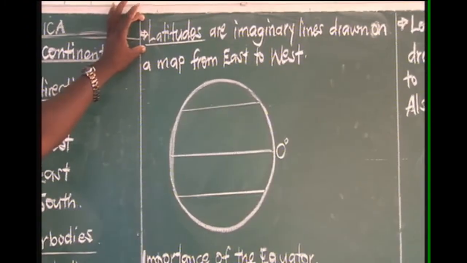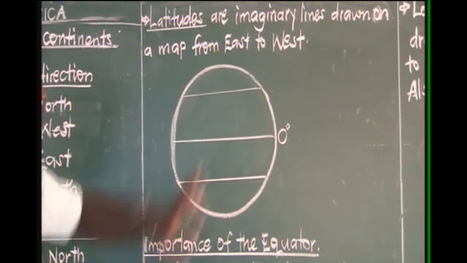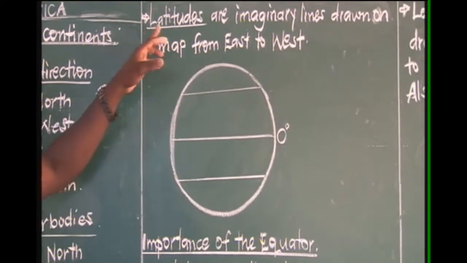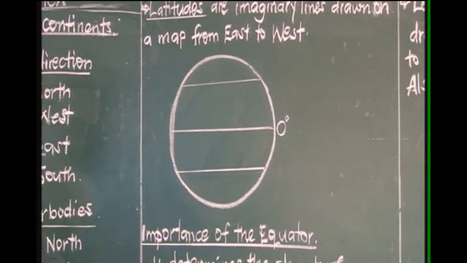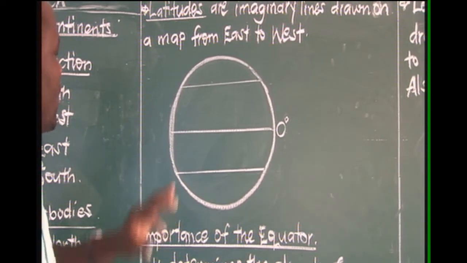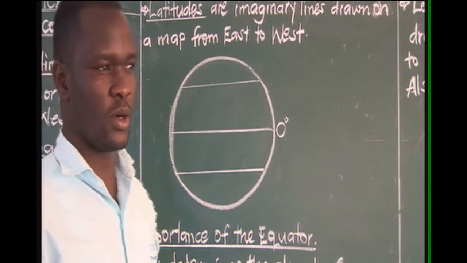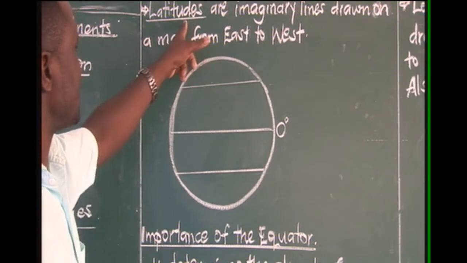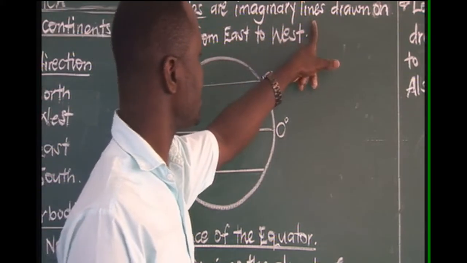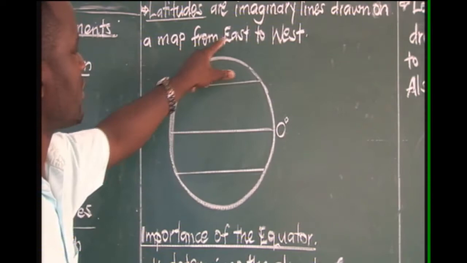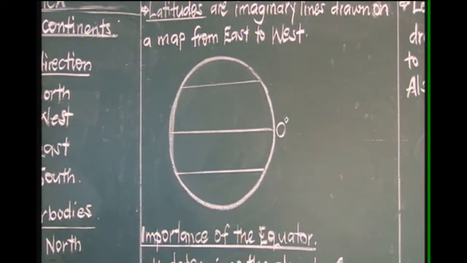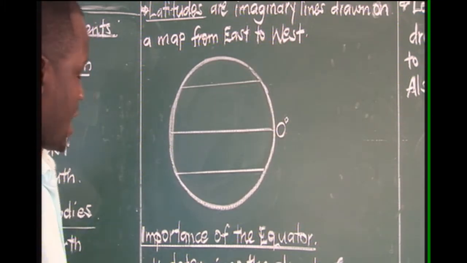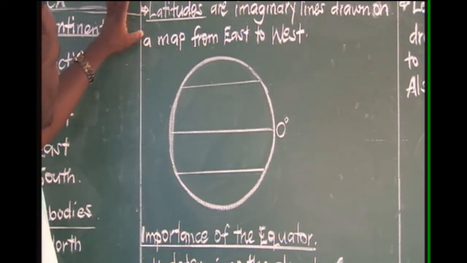Now, here we are looking at them one by one, and we are beginning with what we call latitudes. Like I said, we can call these lines of latitude. You need to get that properly. Now, what are lines of latitude, or what are latitudes? Latitudes are imaginary lines drawn on a map from east to west. We call them imaginary because they cannot be seen physically by our eyes. So that's why we call them like that.